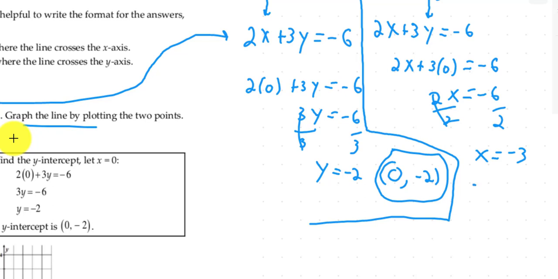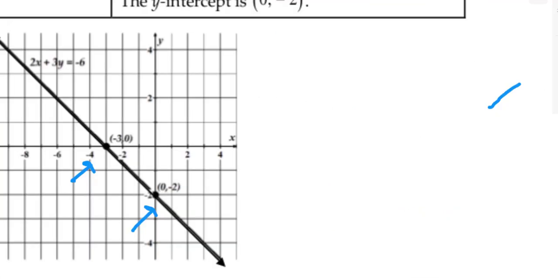So your ordered pair would be -3, 0, right? Because this time we subbed in 0 for y. The first problem, 0 was subbed in for x. So there's my x, and there's my y. So this now becomes 2 points we can graph: 0, -2, and -3, 0. And again, I just want to mention that we call this the y-intercept because we are intercepting or intersecting the y-axis. And this point is called the x-intercept because that's where we cross the x-axis. Okay.